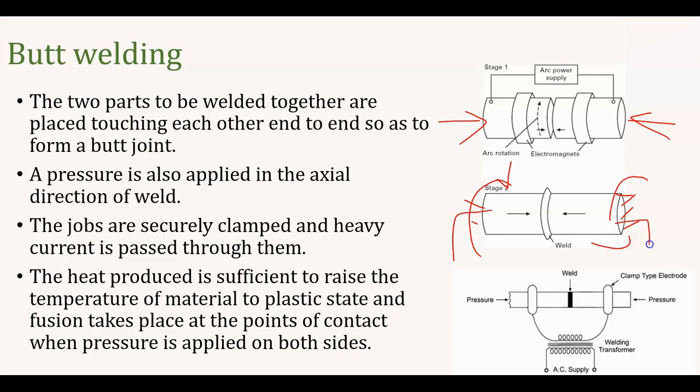This will be connected to electrical terminals, so the electrical flow will happen over there. At this junction, the material will become plasticized, that means it will be in a plastic state. Then you apply some force, and fusion takes place at the point of contact. Once the combination of pressure and heat happens at the junction, the material tends to join with each other. So this is nothing but butt welding.